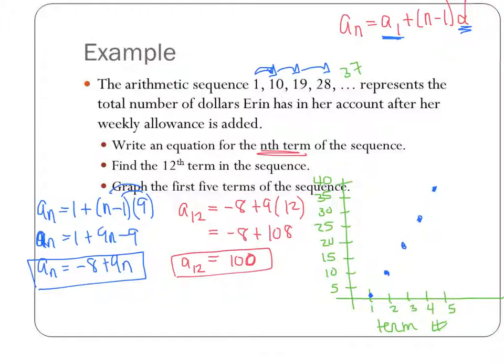So there's writing the nth term, finding the 12th term, and graphing the first 5 terms. That's what I have for you today.